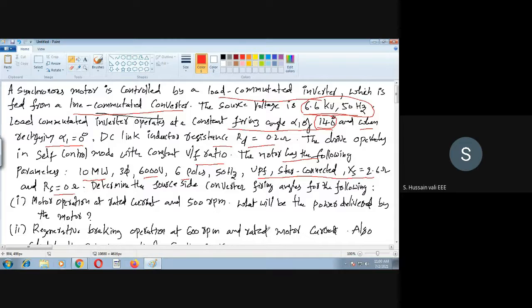Okay, then what you have to find out: determine the source side converter firing angle. So you have to find out the rectifier firing angle for motor operation at a rated current and all these things. Okay.